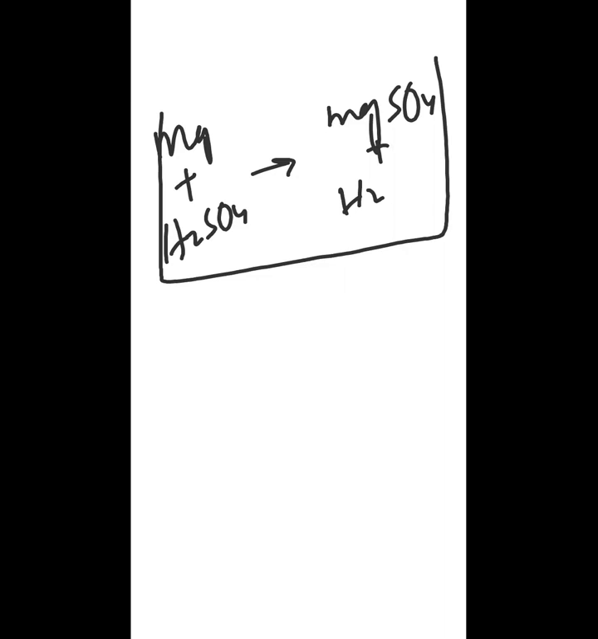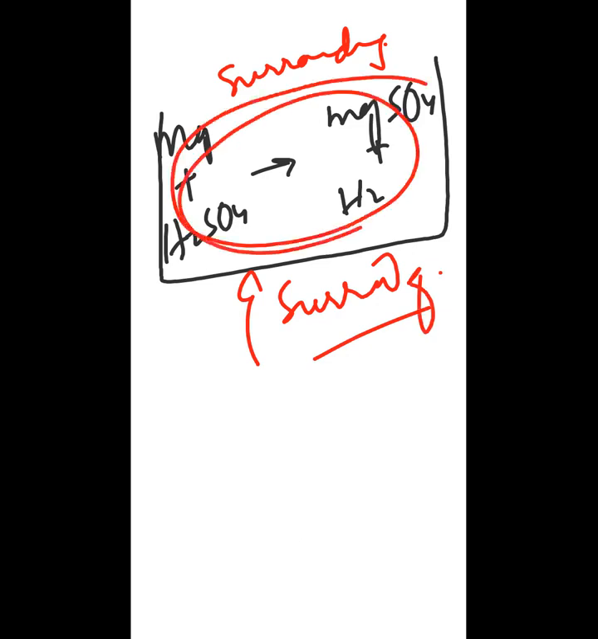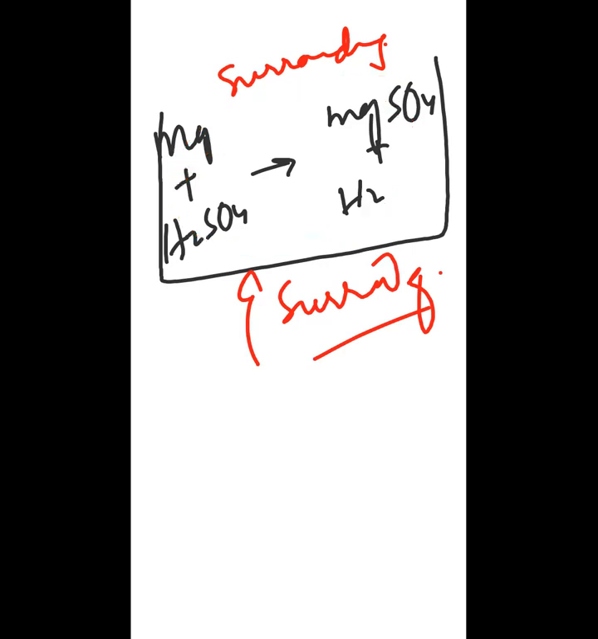Around this magnesium, this acid, and this magnesium sulfate and hydrogen, there is something which is called the surrounding. The surrounding could be a beaker. Inside the beaker there is a system in which they are performing a reaction, so the beaker is acting as the surrounding. And we just discussed that the reaction is exothermic.